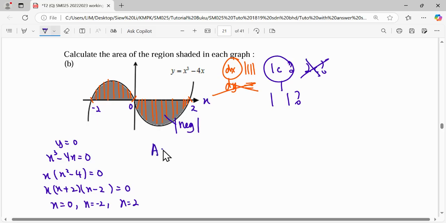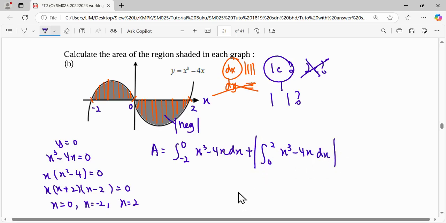Therefore, our area starts by integrating from negative 2 up to 0. This region is positive, x cubed minus 4x, one curve concept, and then plus integrate from 0 to 2, another region of the same curve, but this region is below the x-axis, so we need to put modulus.